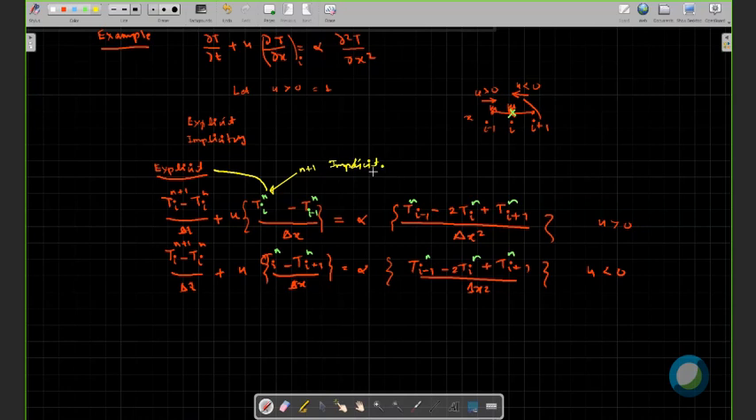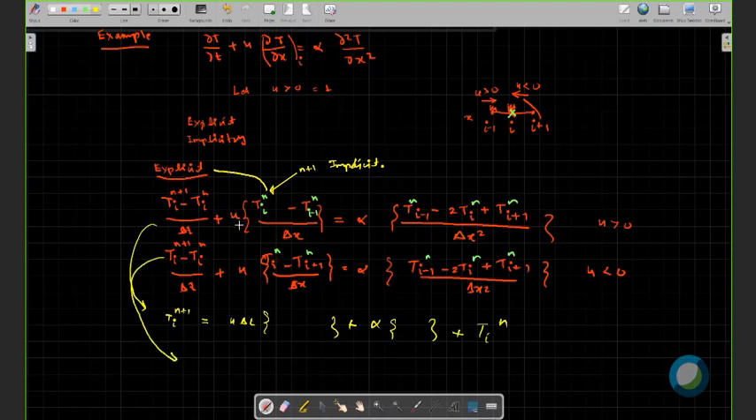Okay. So if it is explicit, then the problem is simple. For one case, you can simply calculate Ti n plus 1 with all these known values, u delta t, and this first value plus this alpha and plus Ti. Okay. So you can substitute these values and get the values for this. Now for this also same thing.